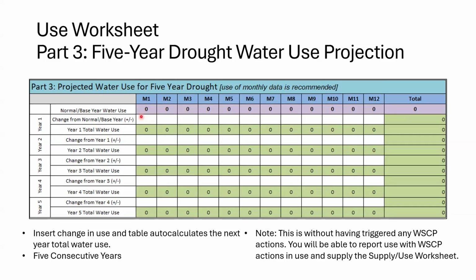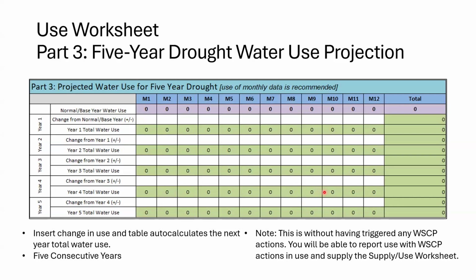And then you just have to insert your change in normal/base year use, again, as a positive or a negative, depending on if it's an increase or decrease. And then you're going to do that for each year. So you're going to insert the change for year one, year two, three, and consecutively for 5 years, and then you'll get your 5-year values.